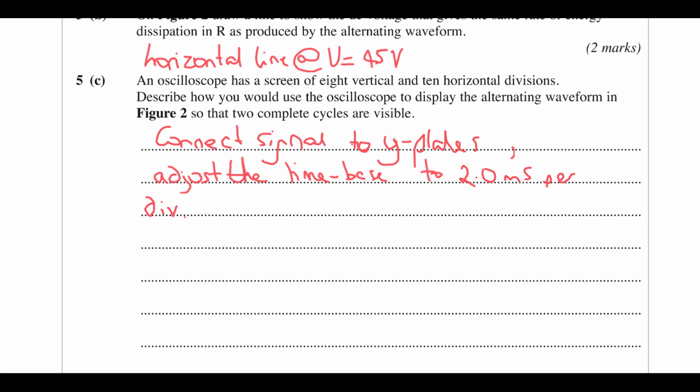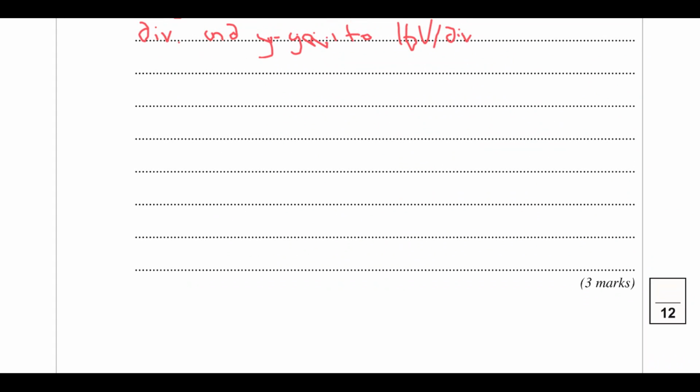And then your peak to peak was 128. So let's see roughly what we should put for that 128. We've got 8 vertical squares, and then Y gain to 16 volts per division, or maybe you've only got a 20 setting, but roughly speaking you want 16 volts per division, so you can show 128 across your whole screen. So those are the points you'd need to make there. Okay, so that finishes that question.